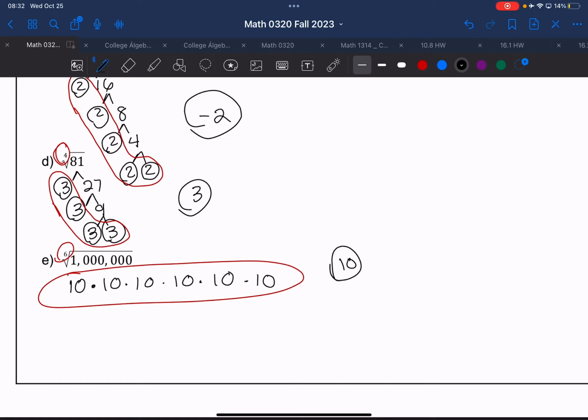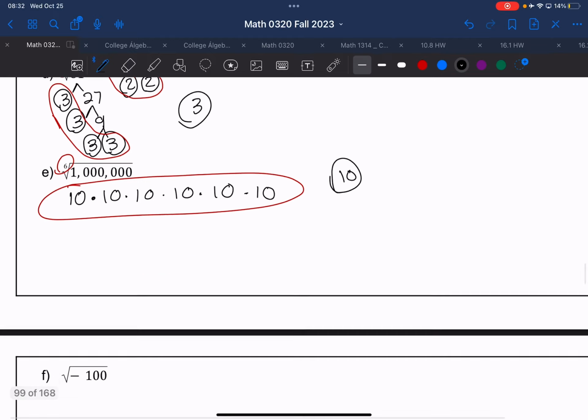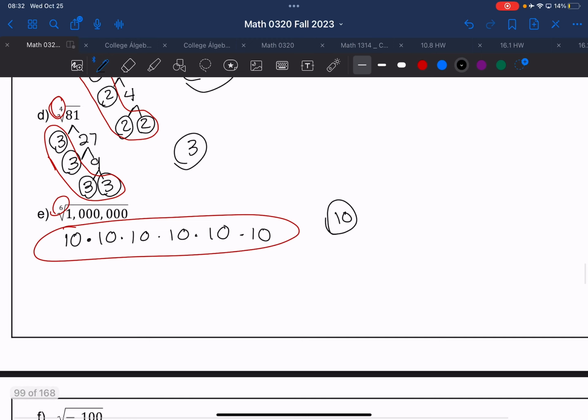Or you could type that into your calculator. What if it was something different, like 1,562, something like all those numbers? Calculator. Or you could do the prime tree, but that's going to take you pages and pages and pages of work. Just use your calculator.